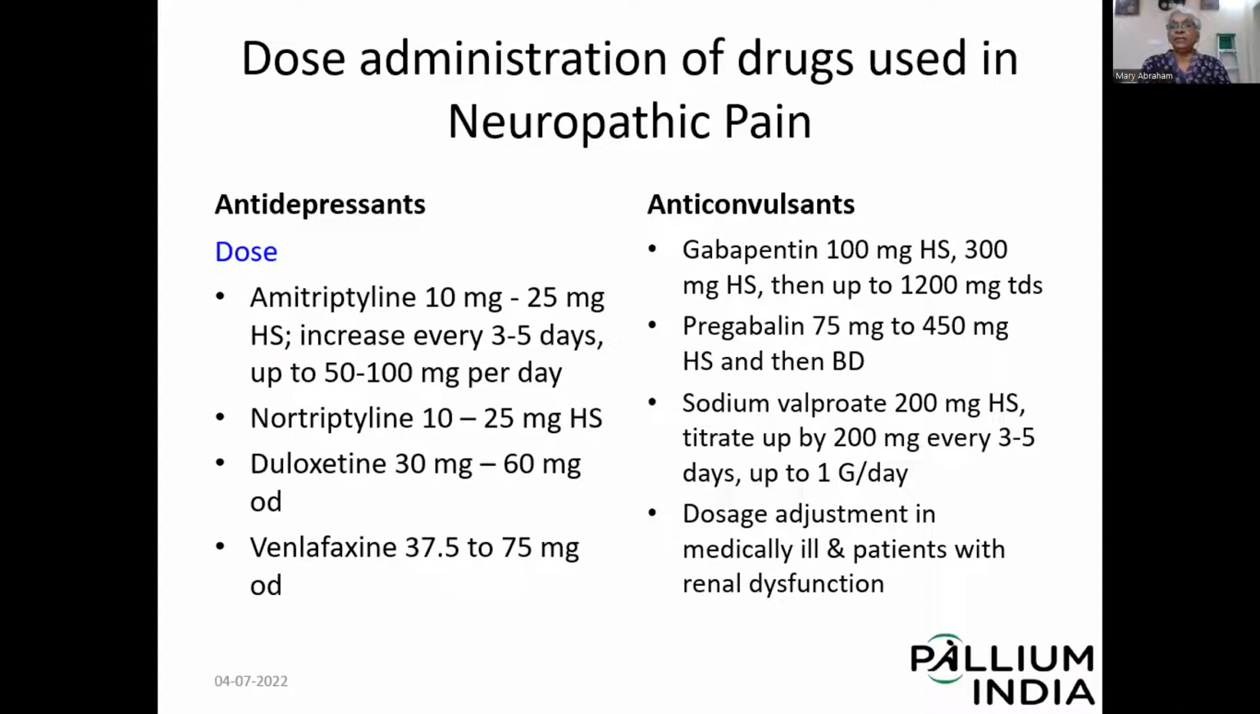For the doses of these drugs, we always start at low doses, like amitriptyline started at 10 mg. And then after 5 days, you can slowly step it up. Duloxetine also, 30 mg we start with, and venlafaxine 37.5 mg. Anticonvulsants, again, we start with a dose of 100 mg at night, and then we step it up. Similarly, pregabalin, we start at 75 mg. And please remember, all dosage adjustments should be done for the medically ill and patients with renal dysfunction and with other comorbidities.